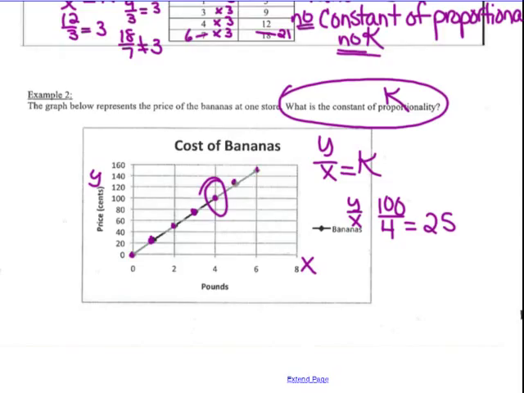So it does look like it's going up by 25 each time. So the answer is 25 cents per pound. That's the constant of proportionality. K equals 25 cents per pound.